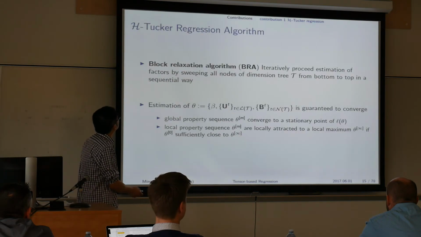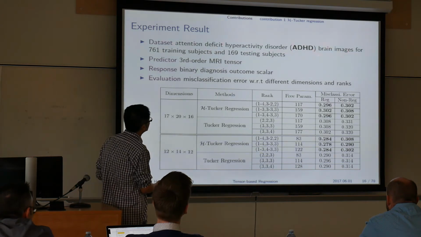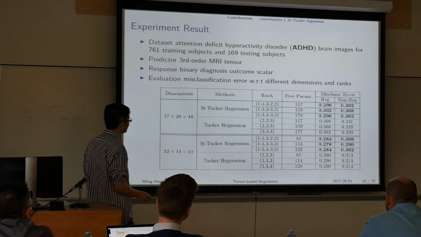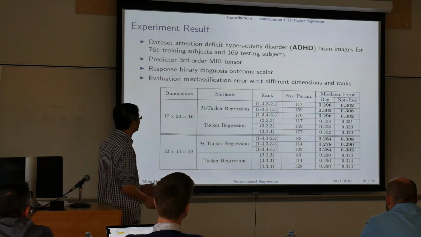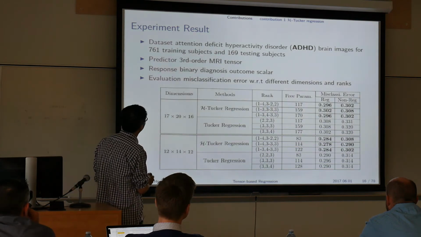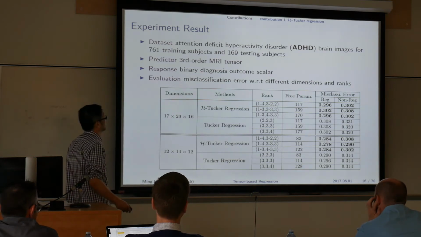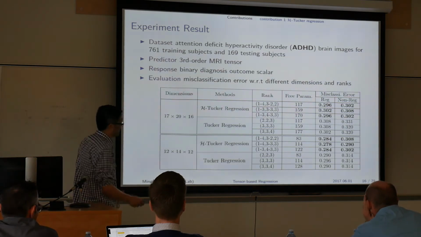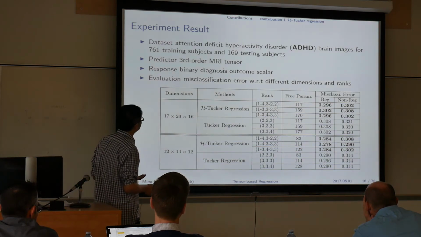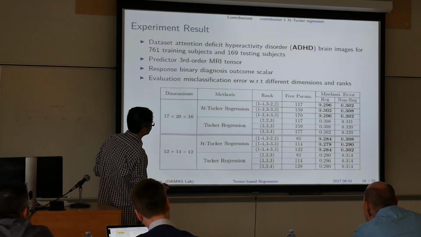So for the experiment, we test on the ADHD dataset, with brain images including 761 training data and 169 test data. As we said before, the predictor is MRI. The response is a binary outcome, and for the evaluation we experiment with different dimensions and ranks to see the classification error.